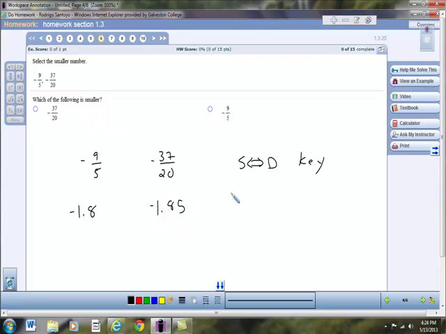The question is which one's smaller. So we're talking about a number line. And this is 0. You'd say negative 1 is somewhere around here. So somewhere around here would be negative 9 over 5. And somewhere around here would be negative 37 over 20. So we know that one will be the smaller one.